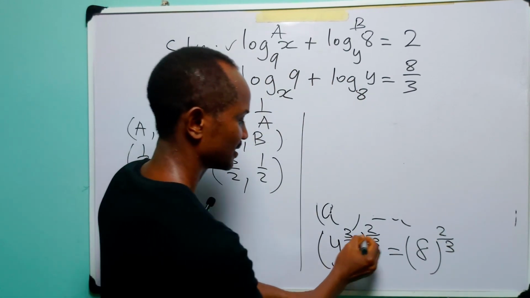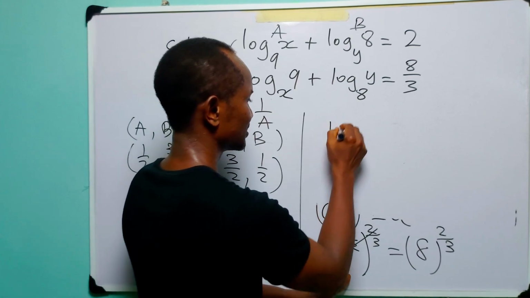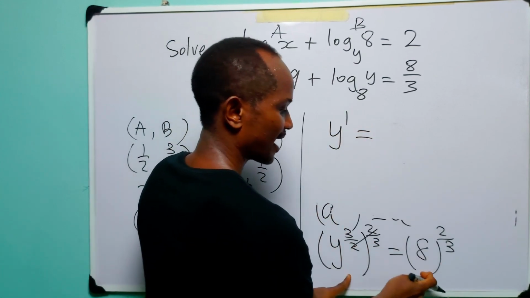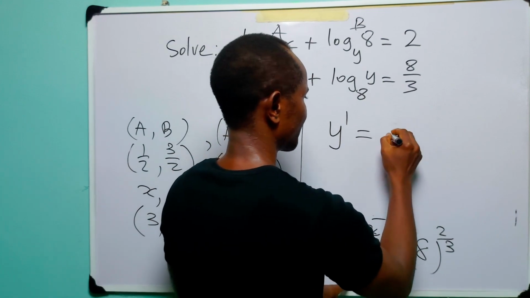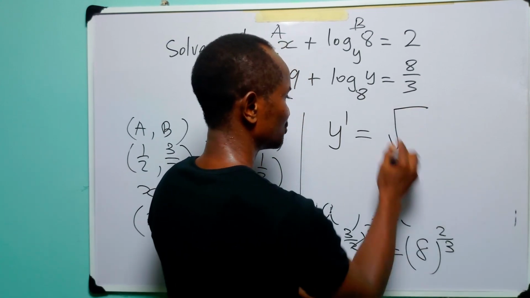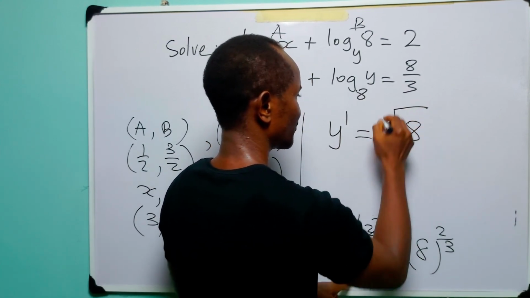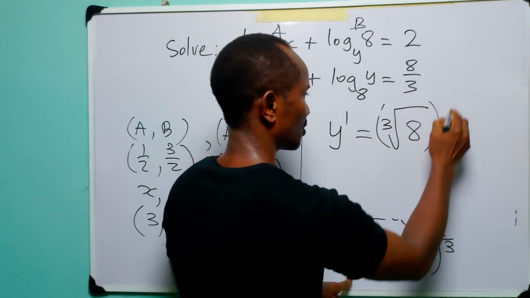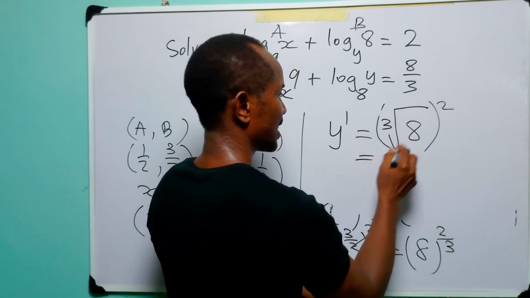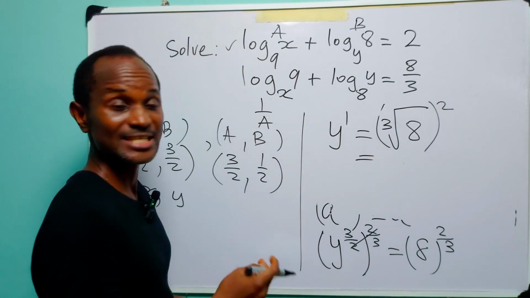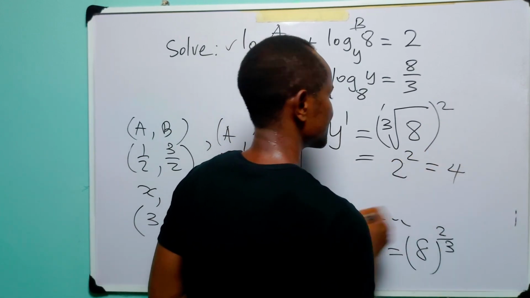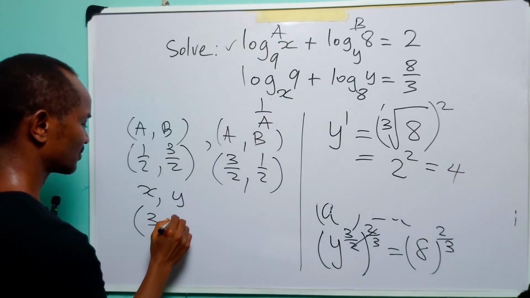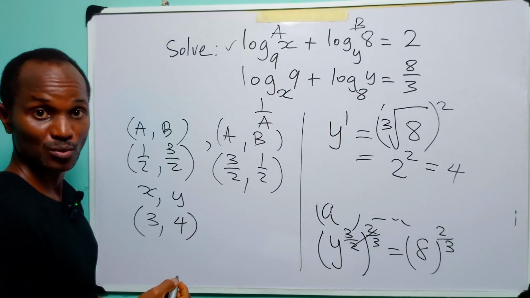On the left hand side, this will multiply to give us 1. And writing this in radical form is simply the cube root of 8, all squared. And we know that the cube root of 8 is 2, squared, and 2 squared is 4. So here we have that y is equal to 4.